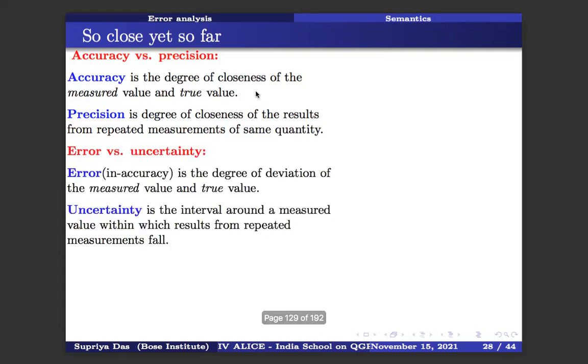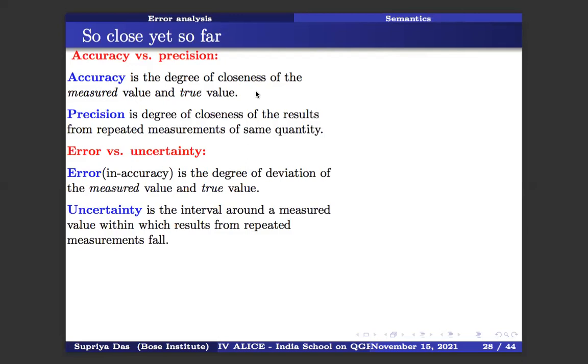And then there is another thing which needs discussion, that is error or uncertainty. If accuracy is the degree of closeness of the measured value and the true value, then error, or rather inaccuracy, I will call it, is the degree of deviation of the measured value from the true value, right? So how far your measured value is from the true value is the inaccuracy, okay?